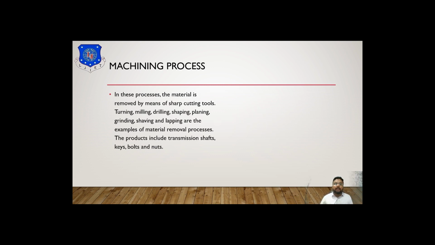In this process, we have different types of cutting tools and different types of machines, like grinding machine, lathe machine, CNC machine. On those machines, we perform different operations depending on our requirement, like turning process, milling process, drilling process, shaping, planing, etc.